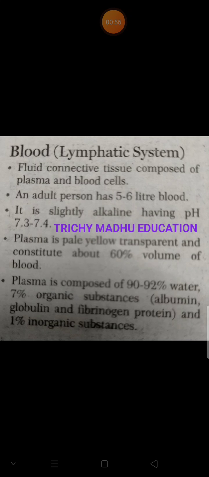Plasma is pale yellow, transparent, and constitutes about 60% of the volume of blood. Plasma is composed of 90 to 92% water, 7% organic substances, that is albumin, globulin, and fibrinogen proteins, and 1% inorganic substances. So these are the contents of blood as per the composition.